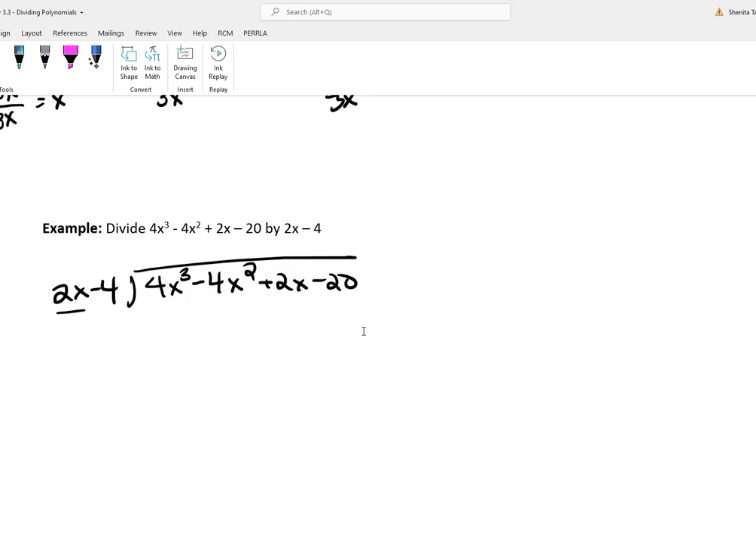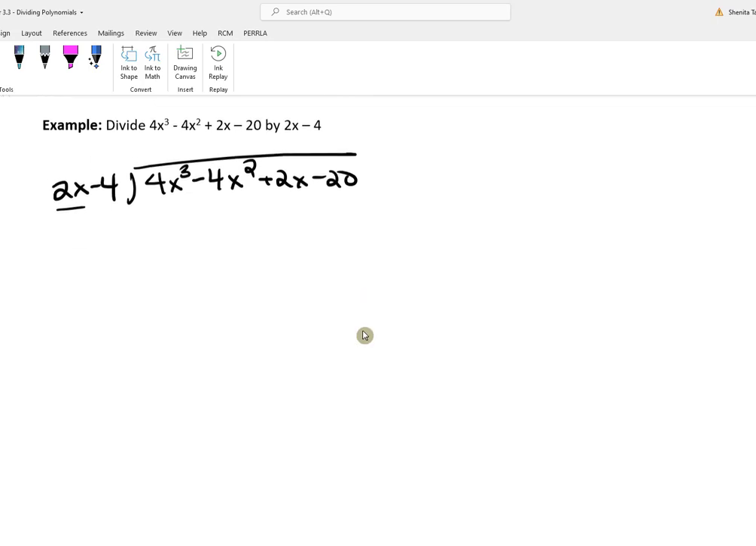Okay, so we look at this first term and we ask ourselves, how many times does 2x go into 4x cubed? I'll divide it out down here. 4x cubed divided by 2x is 2x squared.